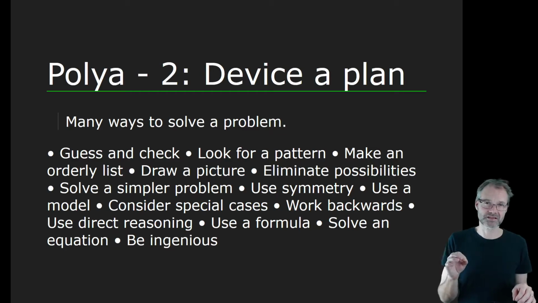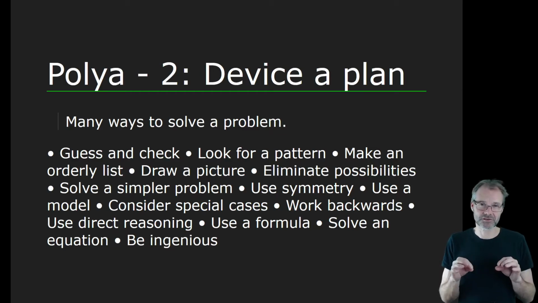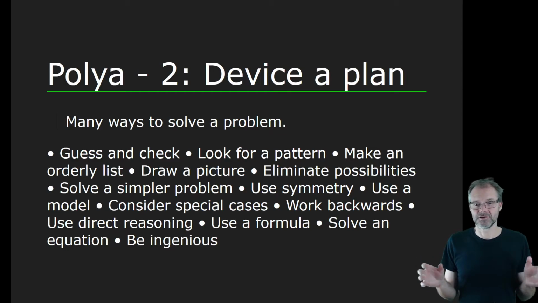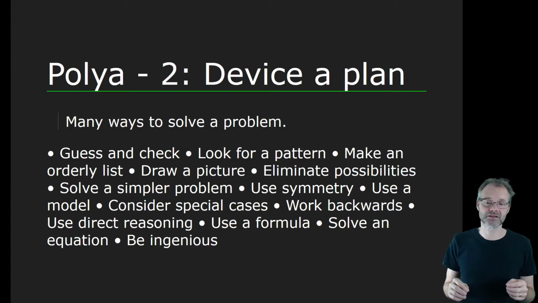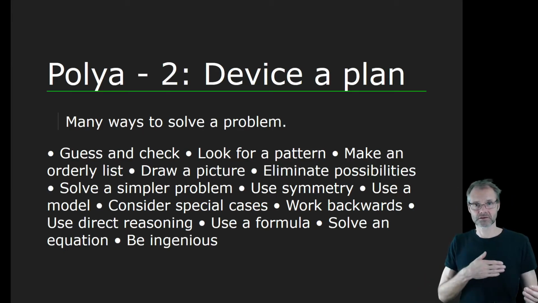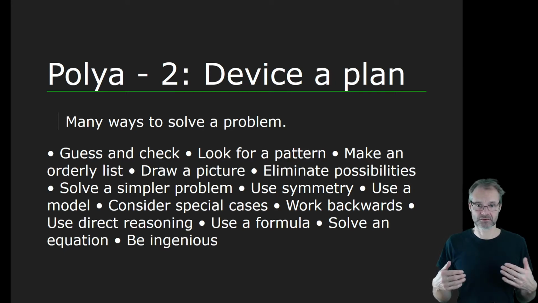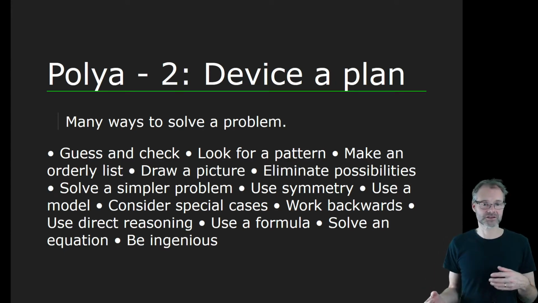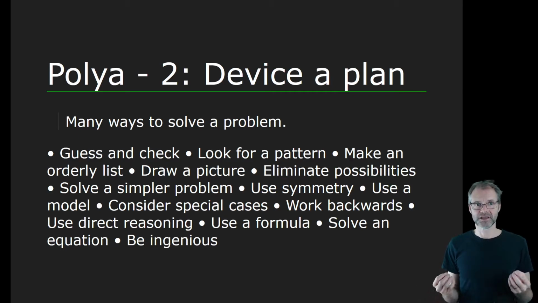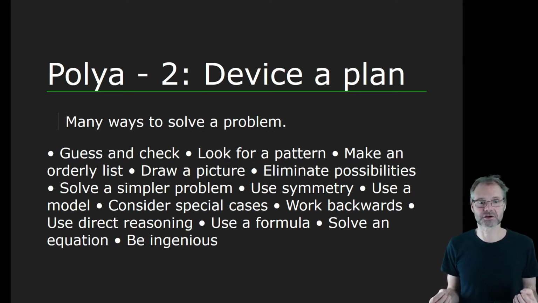So don't take this hard problem, just solve a smaller one of it. Use symmetry, use a model. Build a model to solve it. Consider special cases. Yes, that might be good. Work backwards. Okay. Change it around. We work backwards. We can reason about it. We can use a formula. We can solve an equation. We can be ingenious. We can really be creative when we are trying to solve this and devise a plan for it. So many different ways.